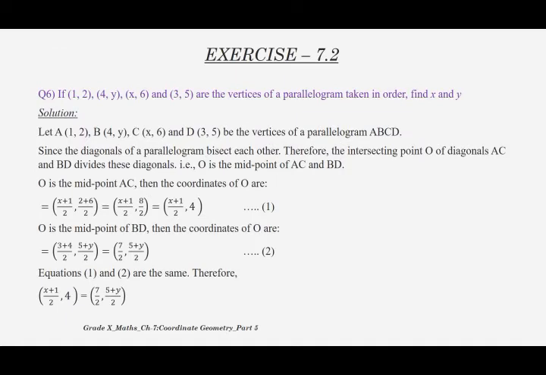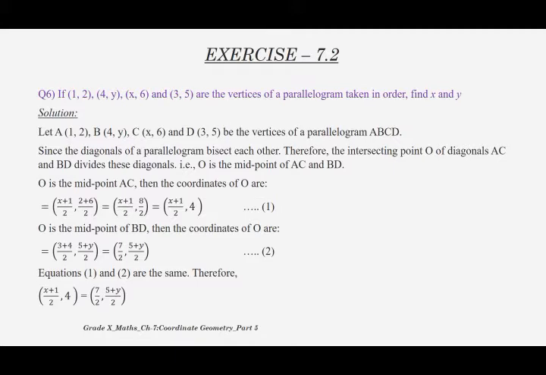Question 6. If 1, 2, 4, y, x, 6 and 3, 5 are the vertices of a parallelogram taken in order, find x and y. So let us name the vertices A, B, C and D. We have to find the value of x and y. Given that it is a parallelogram, what all are the properties of a parallelogram? Opposite sides are equal and parallel and the diagonals bisect each other. So we are going to use the bisecting property over here.